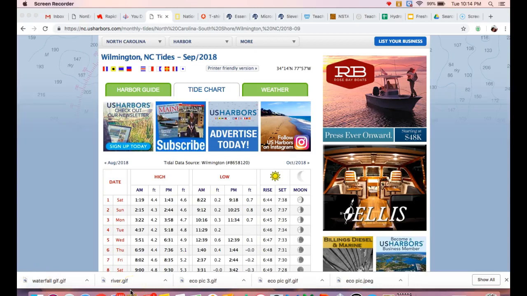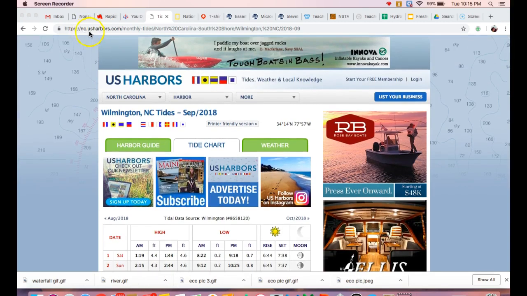Hey, Earth scientists, we're going to take a look at this tide chart. So hopefully this will help you to have a little bit better of an understanding of how to read a tide chart. So this is the nc.us Harbor's website, and this is looking at the tides, a tide chart for Wilmington. And the September 2018 is the date that I have pulled up.